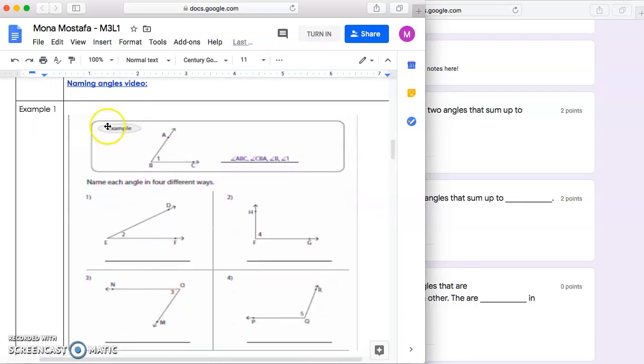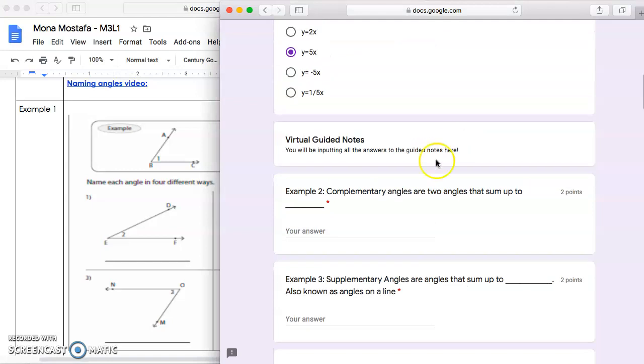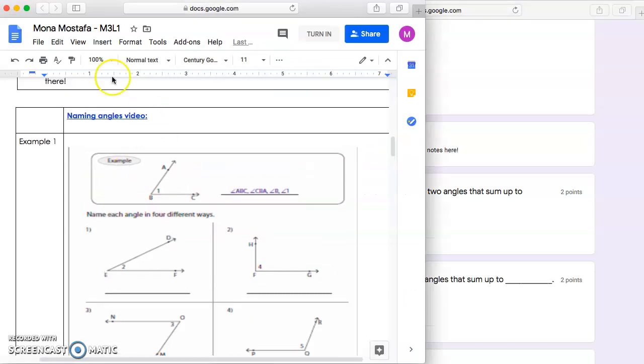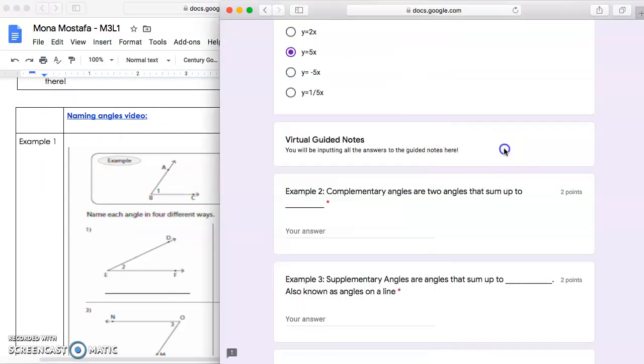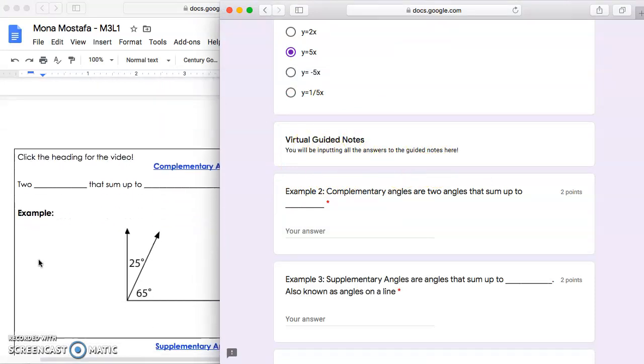So for example, the naming angles video is going to be about this section right over here, and you're going to write it down. Now usually I would have something to make sure that you actually are paying attention to this guided notes section, but only for the naming angles video, you will not have to fill in anything on this side, but you will on the next example.